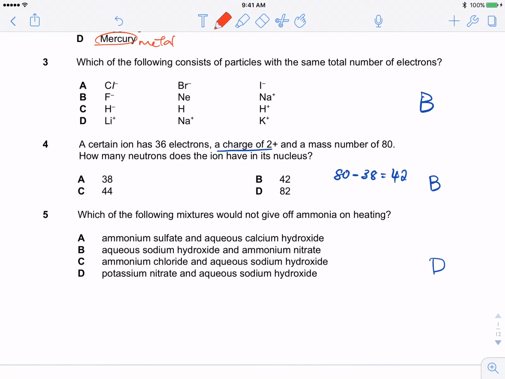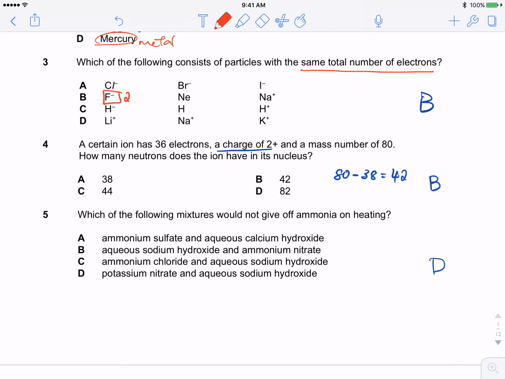Question 3. Which of the following consists of particles with the same total number of electrons? Same total number of electrons. What does it mean? Let's look at this. Fluorine has the proton number of 9. So proton number of 9, but this is F minus.